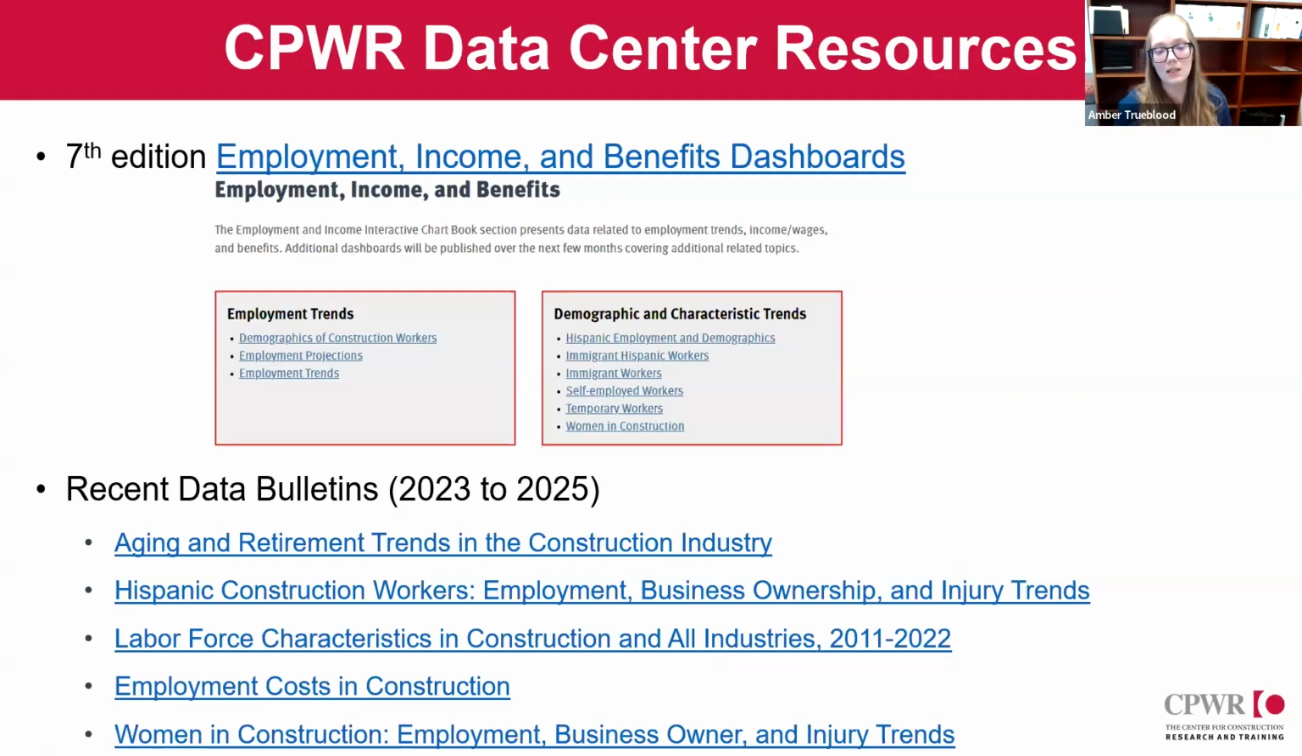And then recent data bulletins. We actually have 5 employment related data bulletins from 2023 to 2025. And probably another 10 currently listed on our report page, but these are the most recent ones that are available.